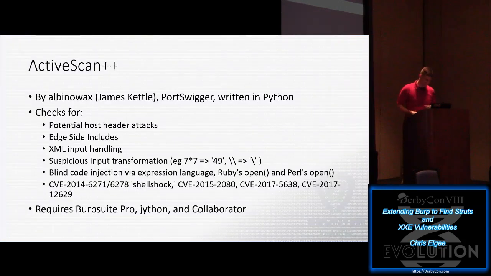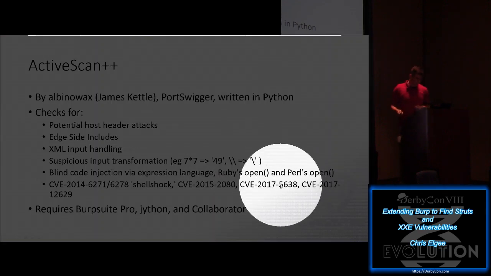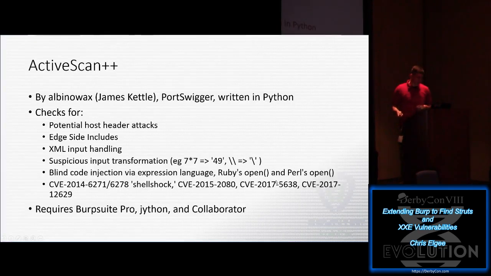Yay! All right. So ActiveScan++, built by one of the smartest web app testers I've ever heard of, James Kettle. If you've ever heard of albinowax, if you want to feel really dumb, go look up a talk like Cracking the Lens. The man is absolutely brilliant when it comes to web app pen testing. And he wrote this cool extension and gave it away. Thank you, James Kettle. Where it'll look for a bunch of funky side things, including 5638. That is, again, the Equifax Struts bug.